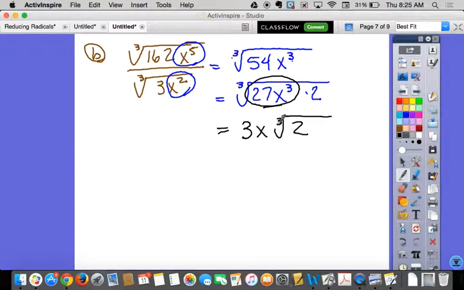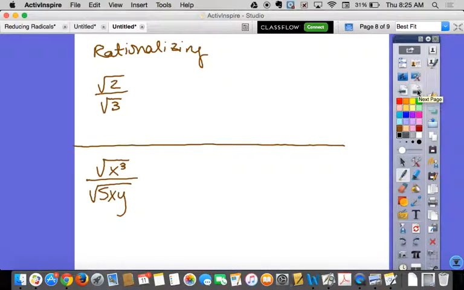Now don't forget your little cube. I've confessed to y'all I have trouble keeping up with my little cube, so we have to remind each other about that. But there we go. That's been reduced. Okay. Now those were the ones that come out nicely.